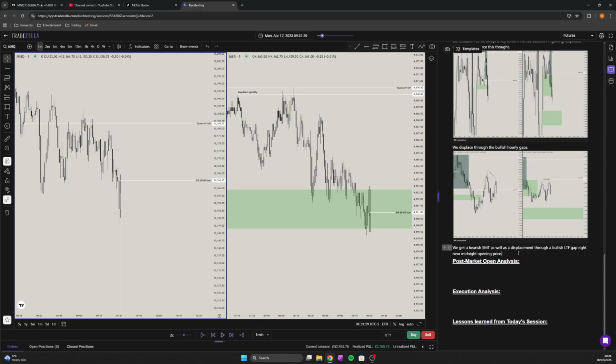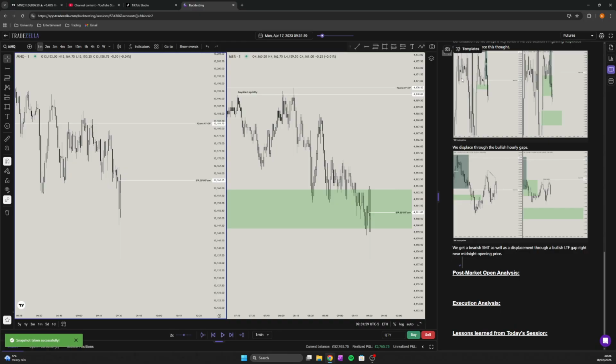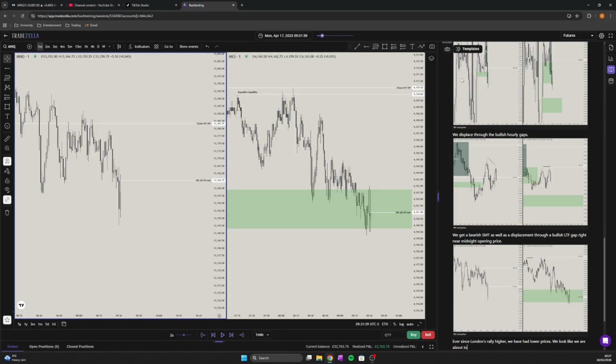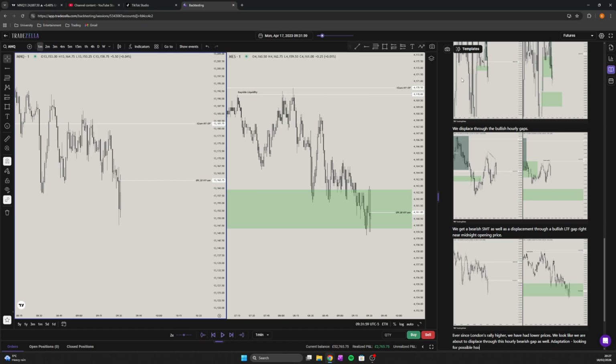What the hell? Oh, that's my TikTok. Yeah, ever since London's rally higher, we have had lower prices. Okay, we look like we are about to displace through this hourly bearish gap as well. Looking for possible short setups.